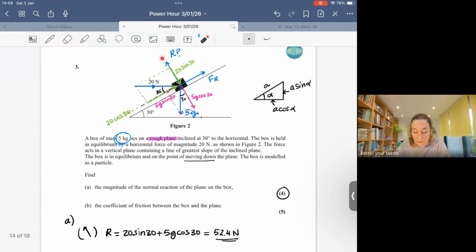And the only thing I've done is find all the components of the forces that are not in the directions that I want, and then just find equilibrium. So in this direction, I have equilibrium. So forces pointing out of the surface equal to the forces pointing against the surface, just that. Now, find the coefficient of friction between the box and the plane. In which direction are we going to work now?